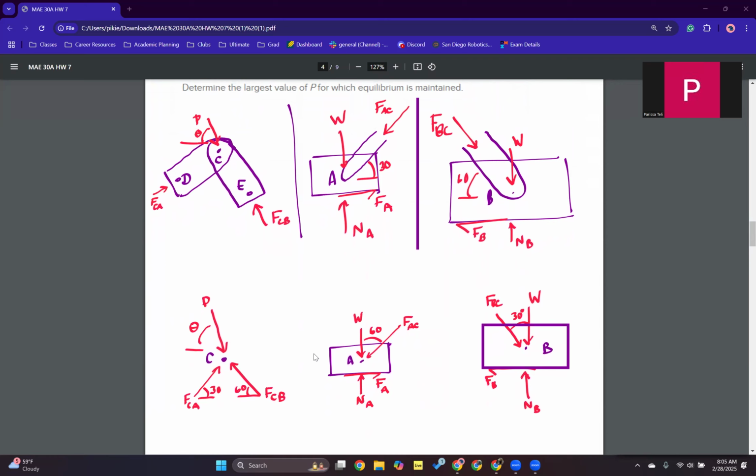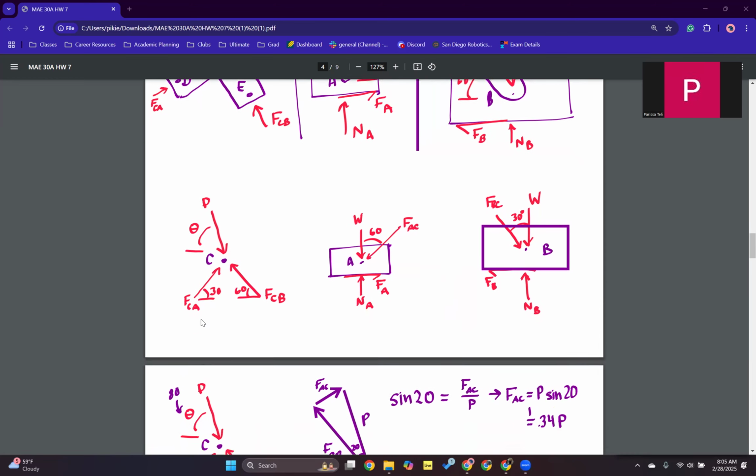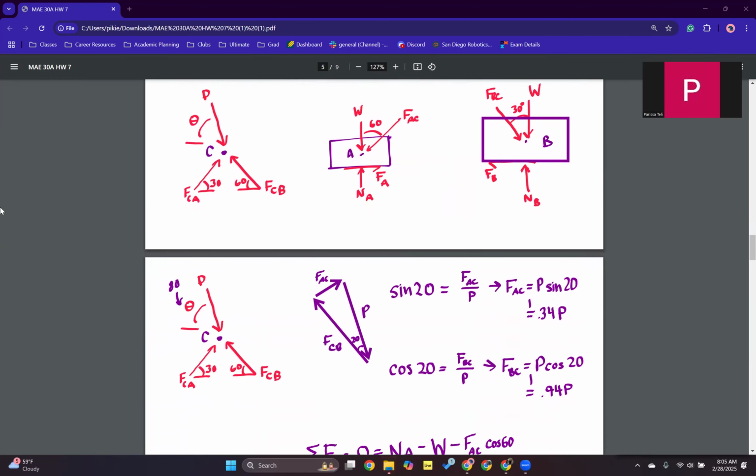Okay, so in this one, we can look at each FBD to help us get some information about P, right? So let's start off with C, which includes P in the diagram. For C, we have our FBD, and then we can rearrange where the forces are pointing, just so they're all still meeting at C, but we're slightly changing their location so we can create this triangle.